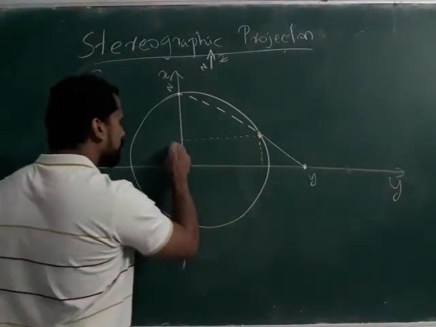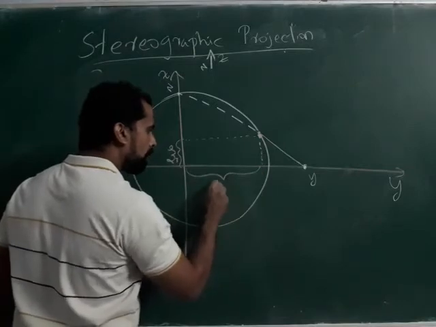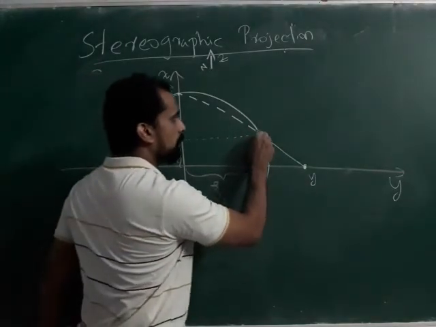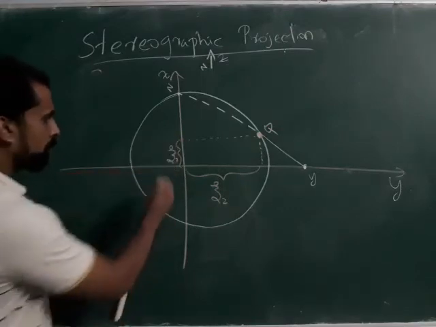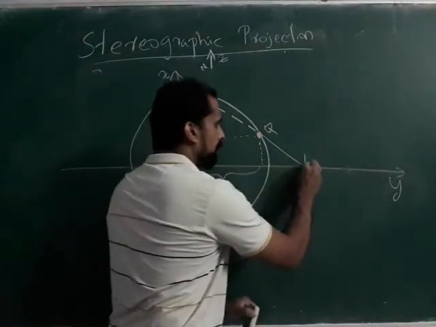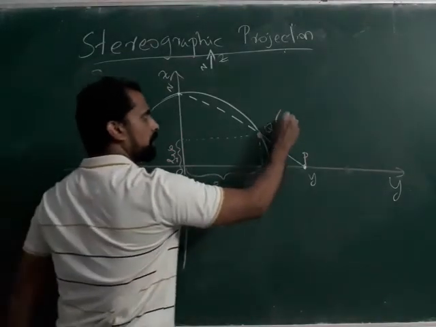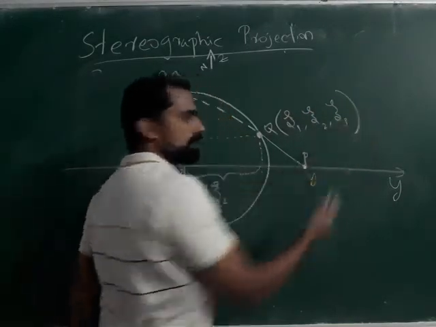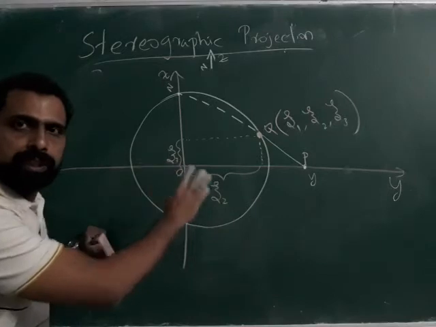Theta 3, and this is theta 2. And this point I am calling Q, and this is already the origin O, and I am calling this point P. Now, actually this point is located at theta 1, theta 2, theta 3, some general point of this sphere. But we are considering only 2D.